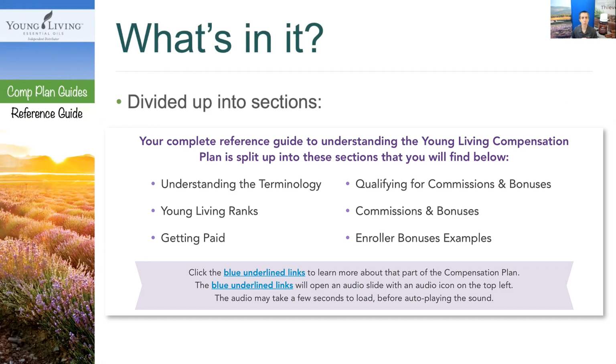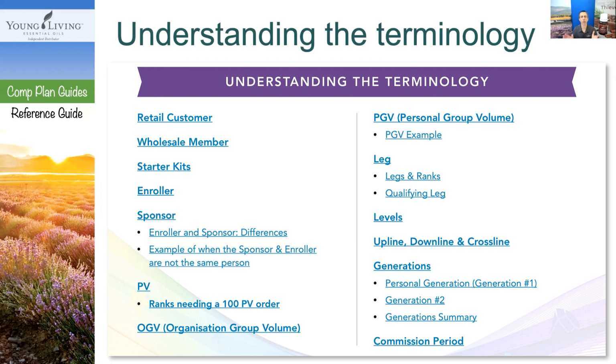So we'll just briefly have a look at that. Now, you might not be able to read all these things on the screen. Don't worry, because you can get in there and access the PDF to have a look at all of this yourself. But you'll notice in here that virtually everything has a blue underlined link on it. That means you can click on it and it will launch open and it will explain that particular component of the compensation plan.